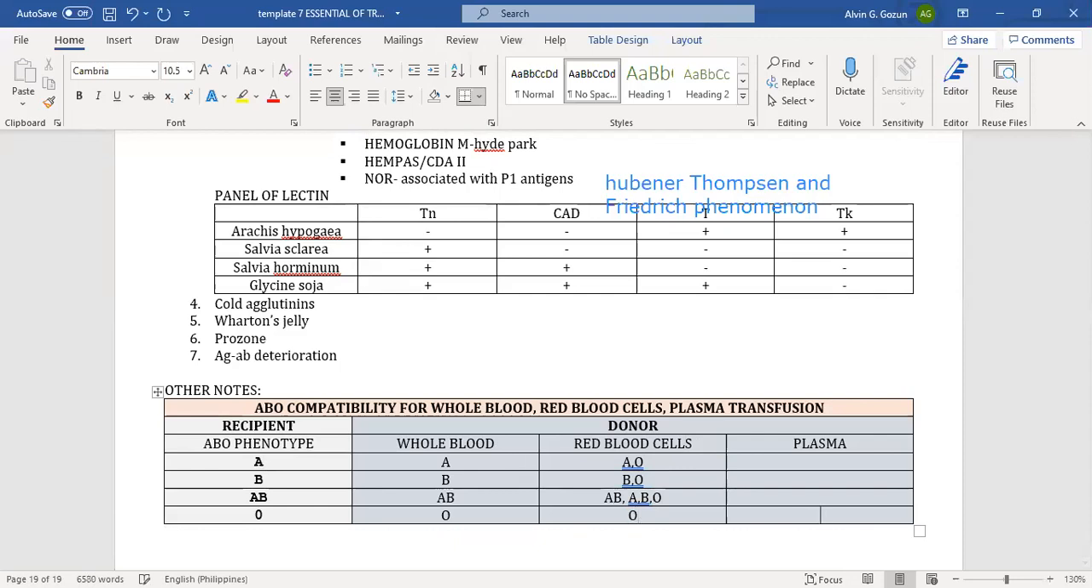O lang. Next, kapag plasma naman, si donor, ang idodonate niya plasma, fresh frozen plasma. Blood type A si recipient. First choice, A. Second choice, AB. Di ba na-discuss ko na sa inyo to before? Next, B. B, AB. Next, AB naman si recipient, AB plasma, and then O, first choice O, next is A, next is B, next is AB. Okay?